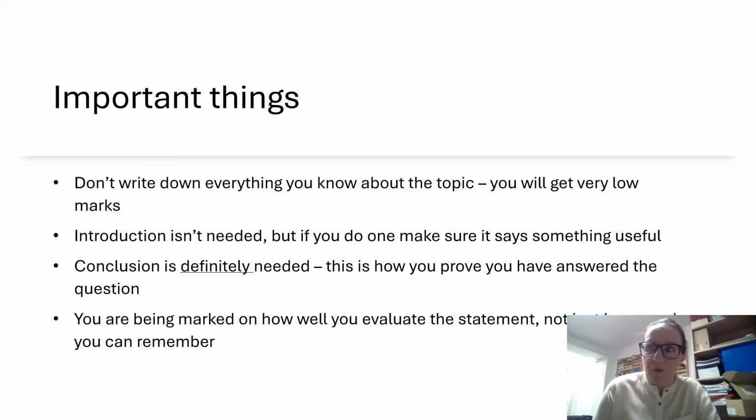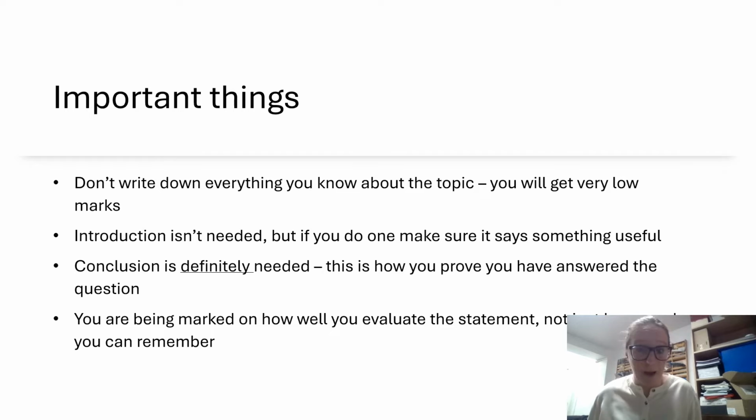There's no extra marks for doing an introduction. Some people do like to do them because it helps them get into their argument. I don't have a problem with that. I tend not to do them myself, but if you do one, make sure it's saying something useful, make sure it's contributing to the question. Because if you just do an introduction that says the question again, but in more words, there's no marks for that. So there's no point doing it.